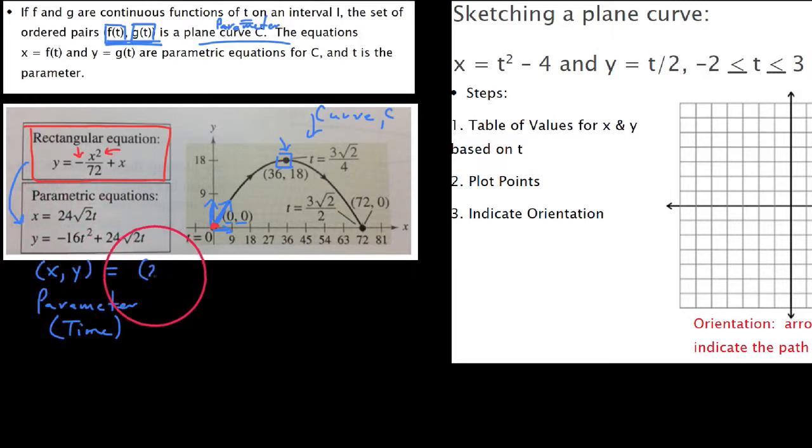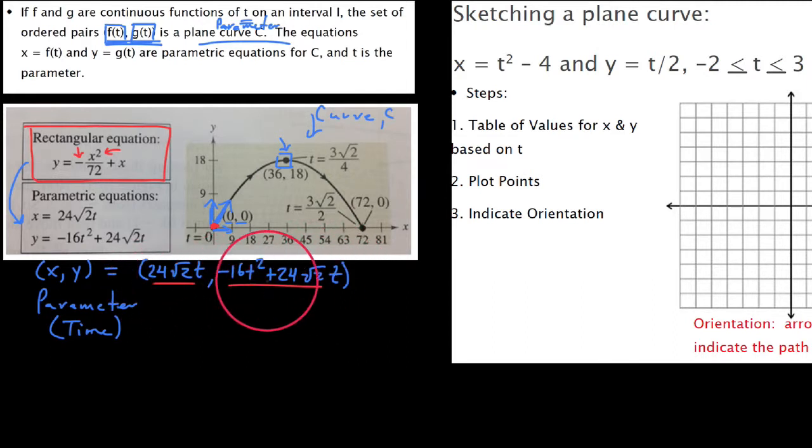The x value is going to be equal to 24 times the square root of 2 times whatever the time is, in units of time. I would say seconds is a normal unit of time here. But in the y direction, y is equal to negative 16 t squared plus 24 root 2 times the time. So the idea here is that we have different behaviors in different directions, okay?